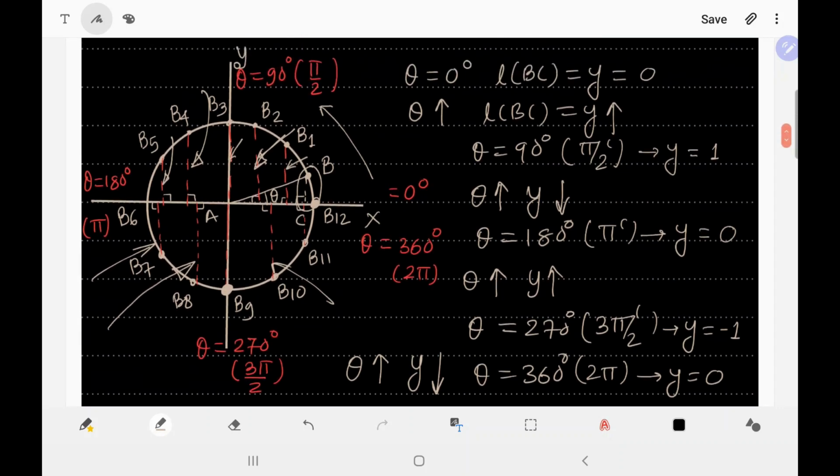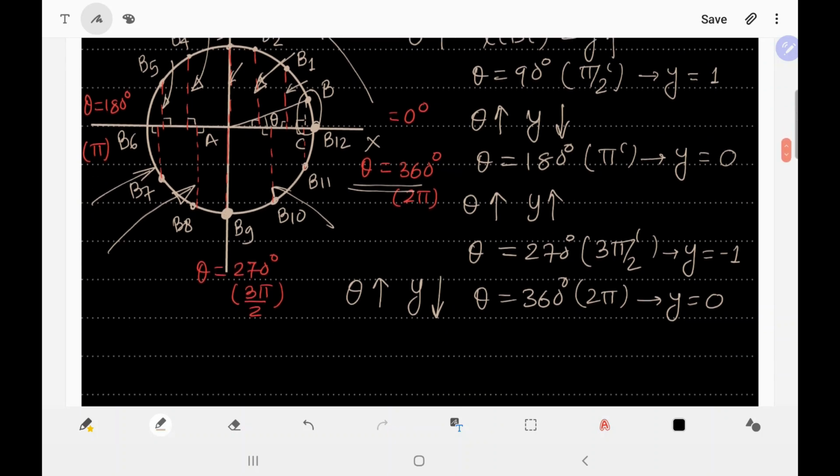So we observed that there is a pattern in the variation of y coordinate of point P. Now if I increase theta further above 360 degrees, this whole cycle will keep on repeating every time I move around the circle. To understand this variation in y coordinate better, let's try to plot the variation in this y coordinate of point B with respect to angle theta.